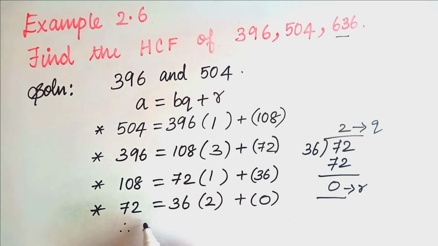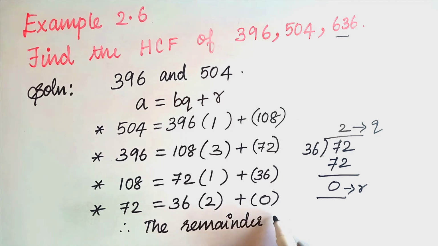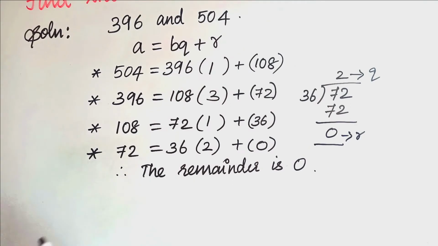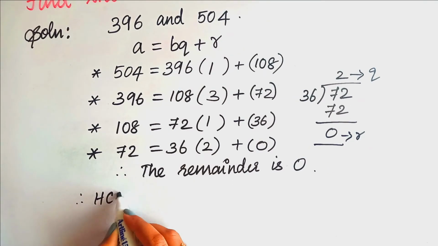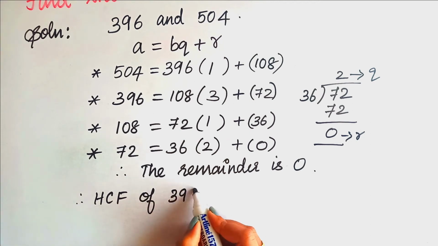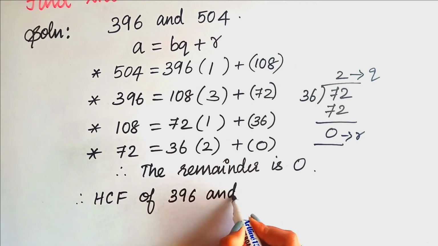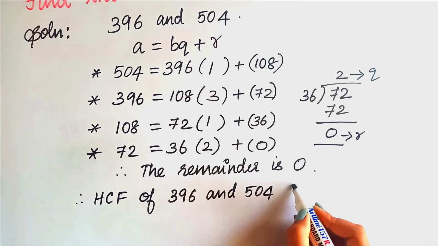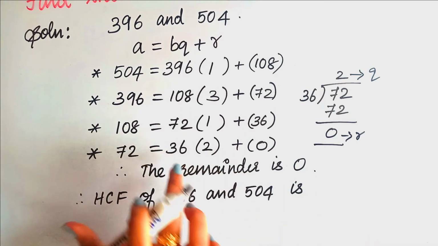So therefore we got the remainder as 0. So therefore you can say that the HCF, which means highest common factor, of 396 and 504 is, so here the divisor is 36, right?